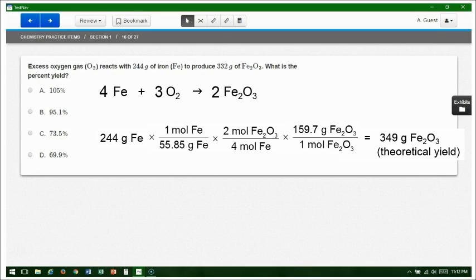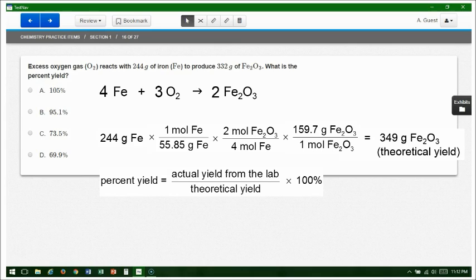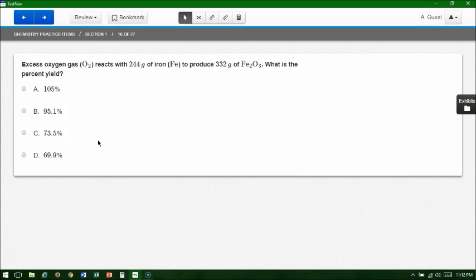349 grams is supposed to be produced, but in the lab, they got 332 grams of Fe2O3. So the percent yield in this experiment is the actual yield from the lab divided by the theoretical yield. So 332 divided by 349 gives us a percent yield of 95.1. So our correct answer after doing that math is B, 95.1%.